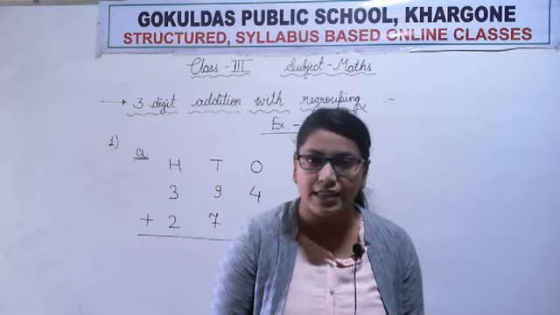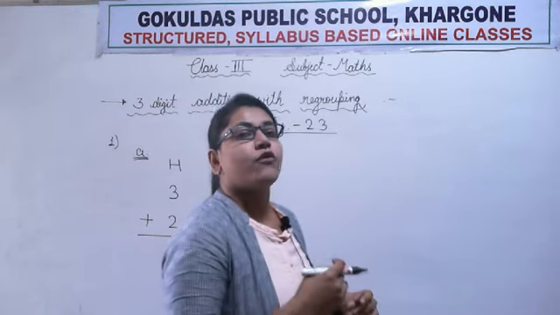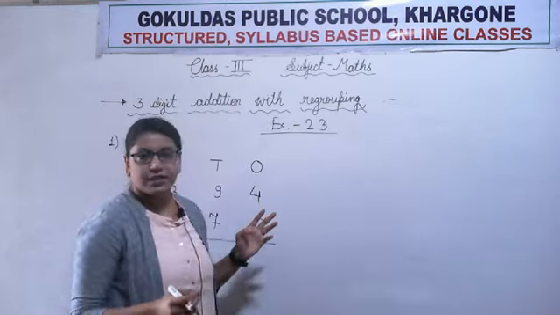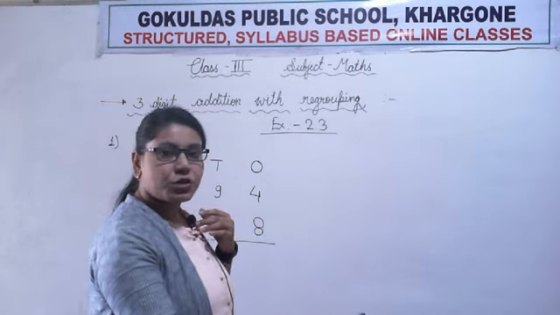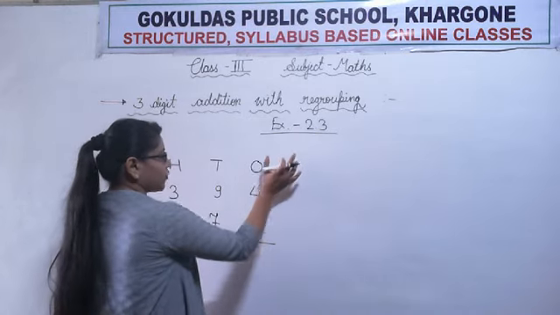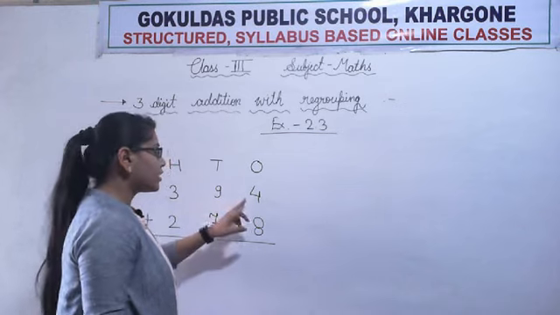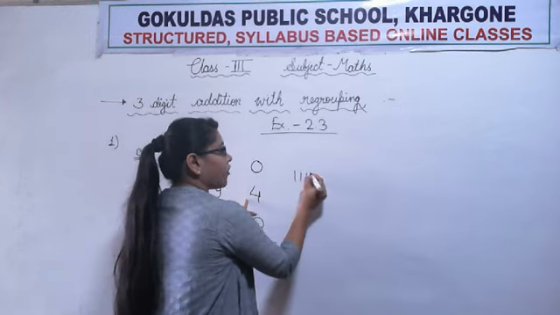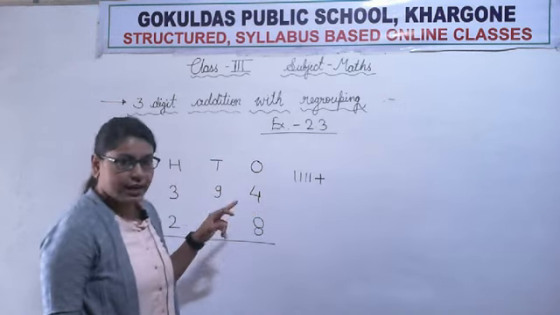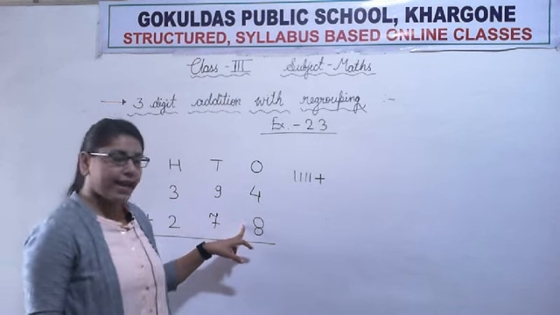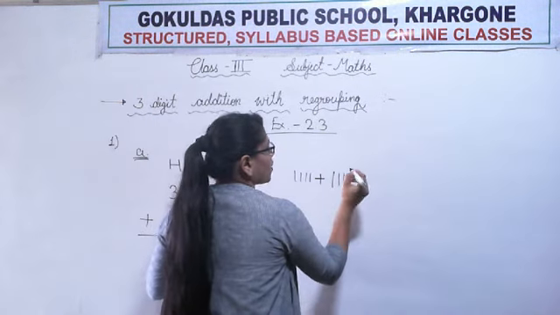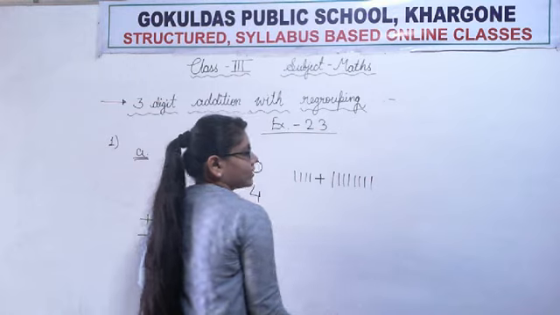And from where we will start? We will start from ones. We always start from the rightmost position. The rightmost position is ones. Okay, so the first digit is 4, so we will draw 4 sticks. Now the second digit is 8, so we will draw 8 sticks.